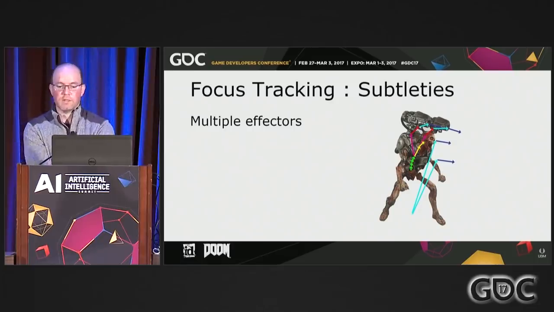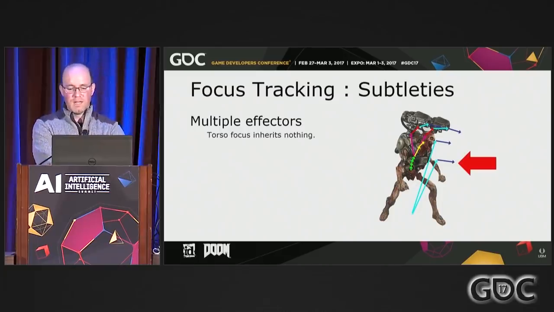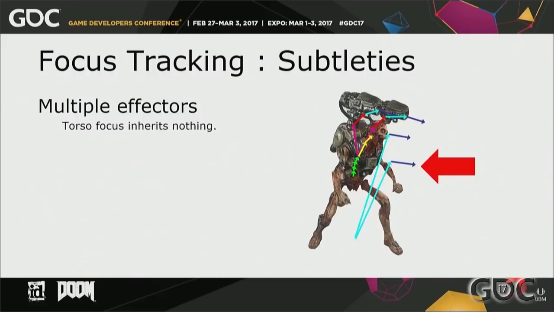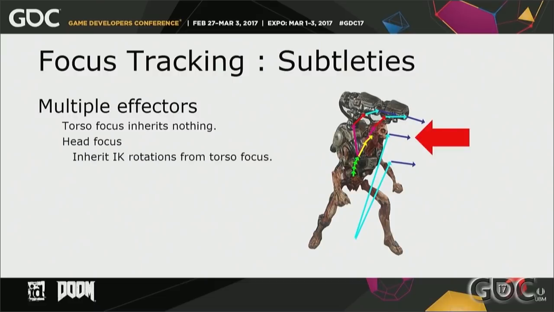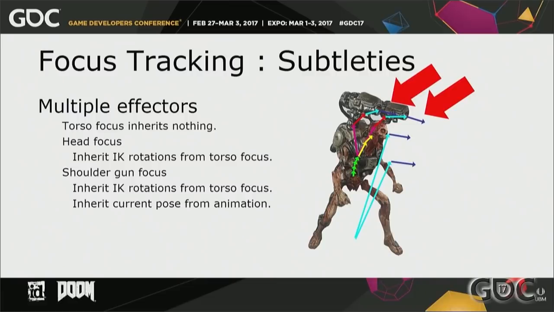This system also easily handles multiple effectors in a tree topology, as long as they are evaluated in order of inheritance, such that each child inherits the rotations of its parent. The math just works. In this case, the torso focus inherits nothing. It's parented to the origin. This is similar to the hybrid joint that the previous talk mentioned. The head focus is a child of the torso focus in terms of IK, so it inherits the IK rotations. But for animation purposes, it is a child of the origin, so it inherits no animation. But we want the shoulder guns to aim directly at you, so they inherit both the IK rotations from the torso focus and the current pose from the animation.